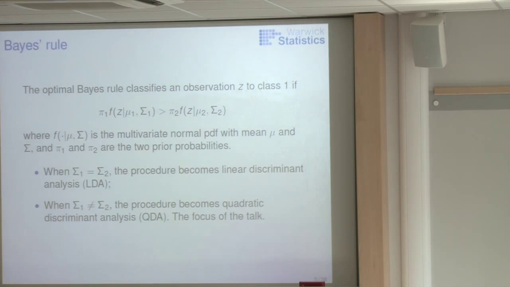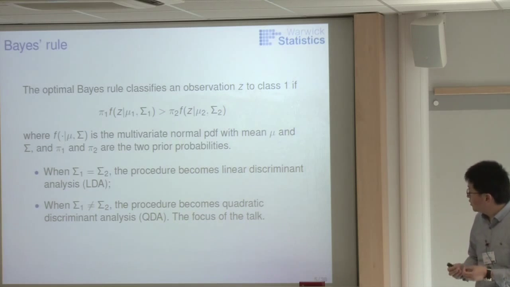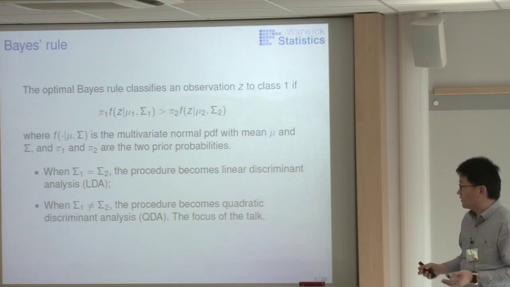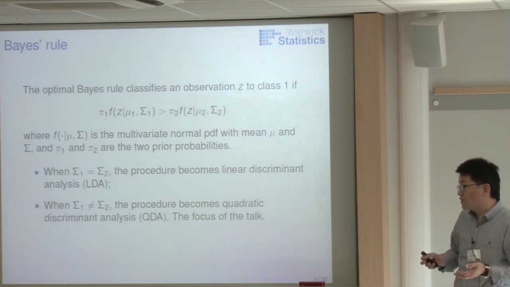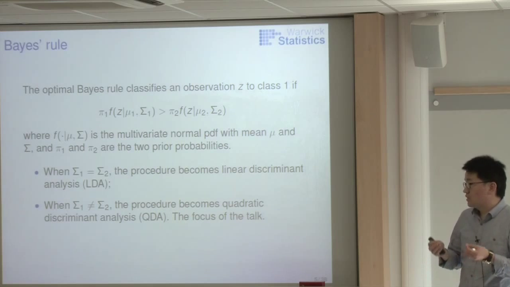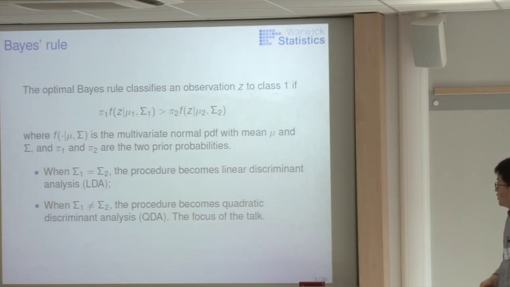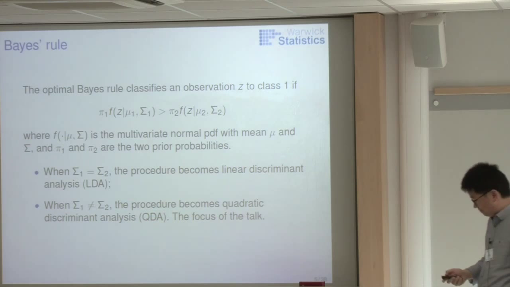Of course, if you know everything, if you know the distributions, the prior probabilities, and so on, there exists an optimum rule. The optimum Bayes rule classifies a new observation into the class which has the larger posterior probability. Mathematically, you classify this new observation to class 1 if the posterior probability for class 1 is bigger. If these two covariance matrices are the same, the procedure becomes LDA. Otherwise, it is QDA. That's the focus of the talk.